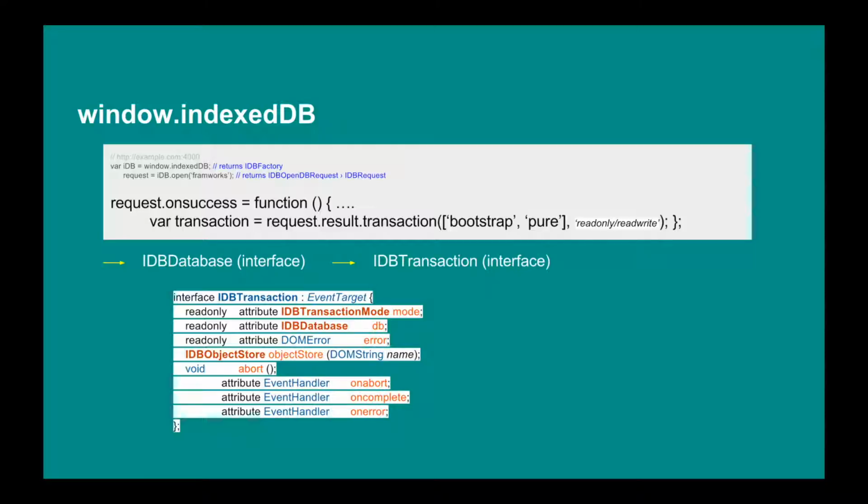So once you get this transaction, then we are going to use this object store method, giving the object store a name. That would give the IDB object store object back to the caller. With that handler, we can talk to the table. Let's get into the demo so that it would be easy for us to understand what I've been talking about here.